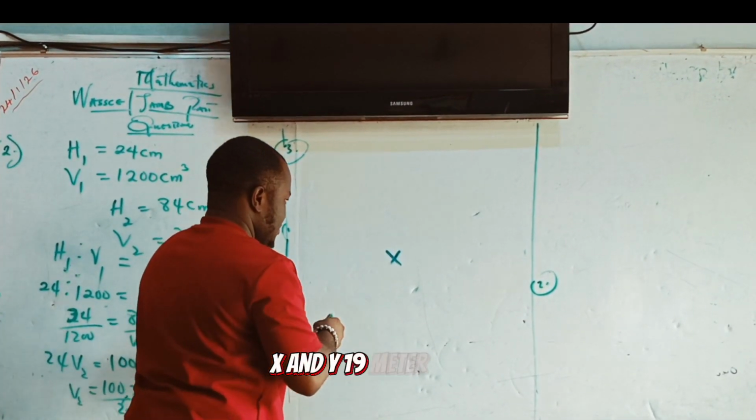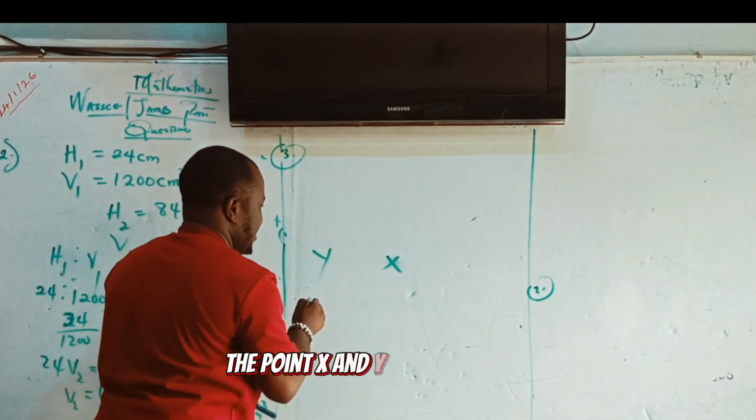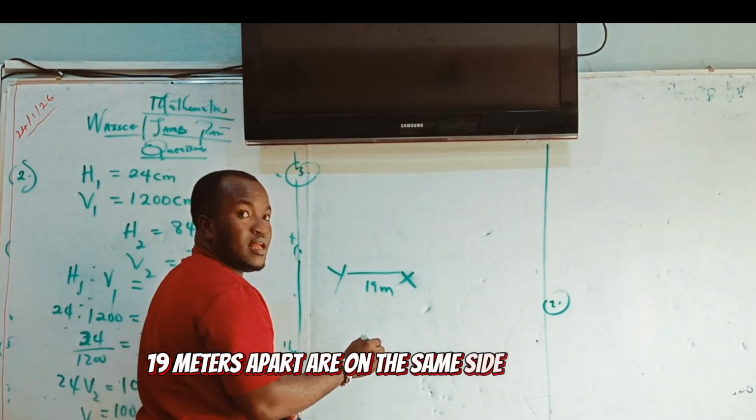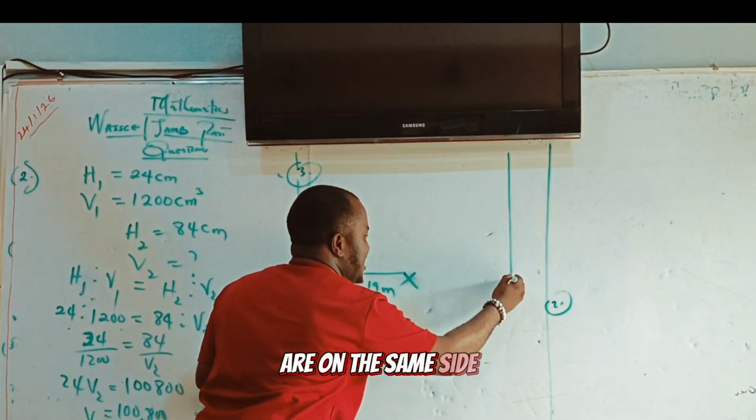The points X and Y, 19 meters apart, are on the same side of a tree.